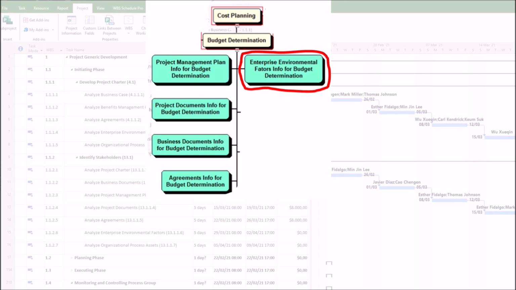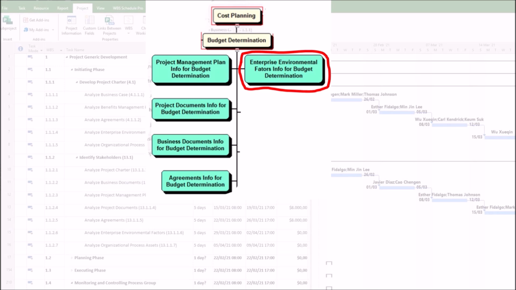A poor enterprise environmental factors analysis can lead to the following consequences. First, underestimated costs can lead to budget overruns and funding gaps. Second, non-compliance can lead to fines, rework, and delays. Third, inadequate risk reserves can lead to unplanned expenses and crisis mode. Fourth, stakeholder conflicts can lead to loss of support and scope changes. Fifth, strategic misalignment can lead to wasted resources and failed objectives.